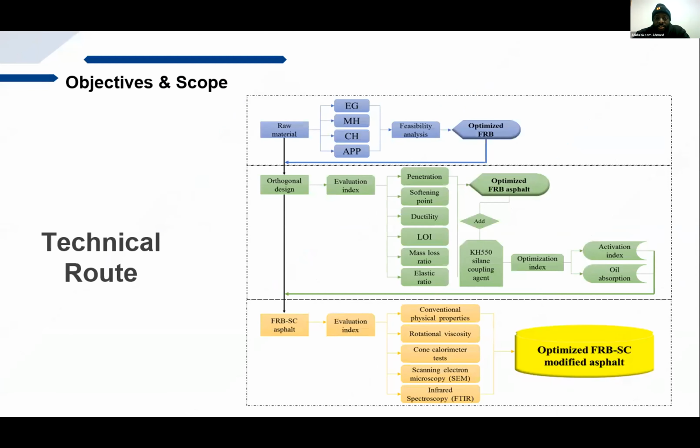So the goal of the research was to create an inorganic flame retardant that could leverage the unique symbiotic relationship between its individual components to help improve the flame retardance of asphalt, especially those used in pavements, without reducing the normal properties of whatever base asphalt was used for the tunnel pavement. So an orthogonal design was employed with various evaluation indexes to optimize the asphalt, followed by performance tests to check the findings of the research.